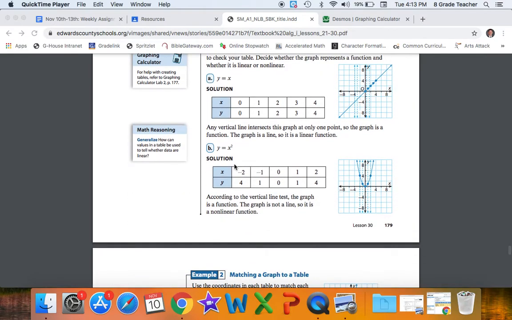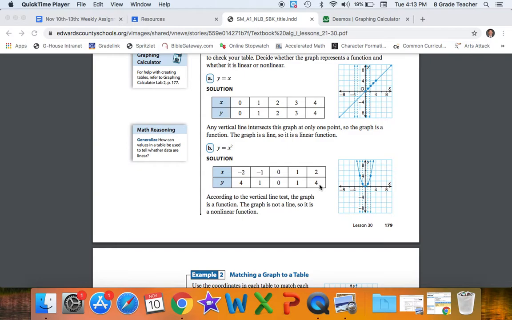Letter B says y equals x squared. So whatever value you pick for x, then you have to square that value to give your y value. For example, negative 2 squared is positive 4, negative 1 squared is 1, 0 squared is 0, 1 times 1 is 1, and 2 times 2, or 2 squared, is 4.